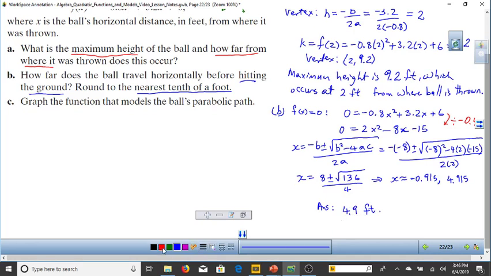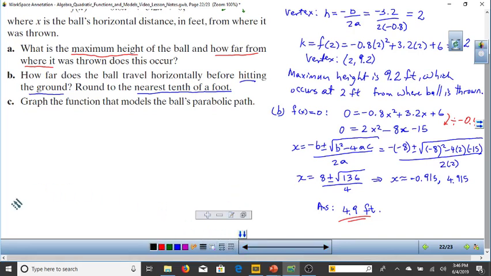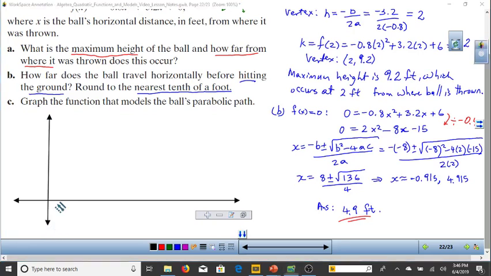So that's the answer for part B. And then finally, to graph the function, let's see what we have here. Let's graph this model to represent what we're dealing with. That's the ground, and that represents the height. And when we start throwing, we see that the initial height is not 0, because when x is 0, y is 6, so the initial height is 6.